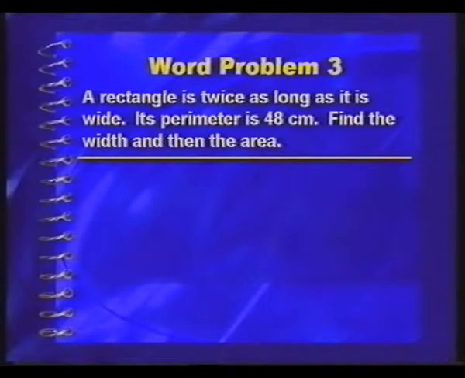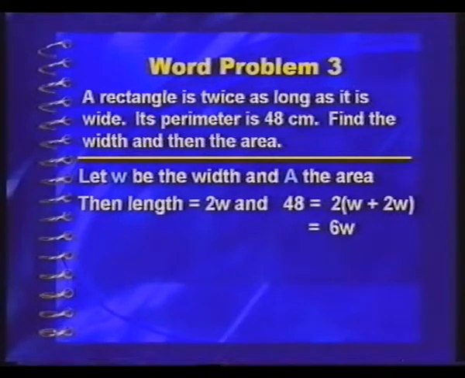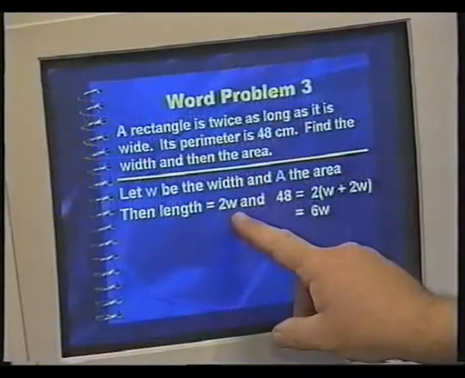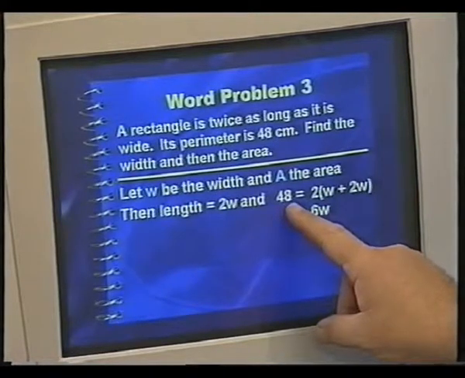In this problem, we've got a rectangle that is twice as long as it is wide. The perimeter is 48 centimeters. Find the width and then the area. Here we deal with two letters, W for the width and A for the area. Let's have a look. What do we know? Well, we know that the length is 2 times the width, so I've got length equals 2W, but I also know that the perimeter is 48.